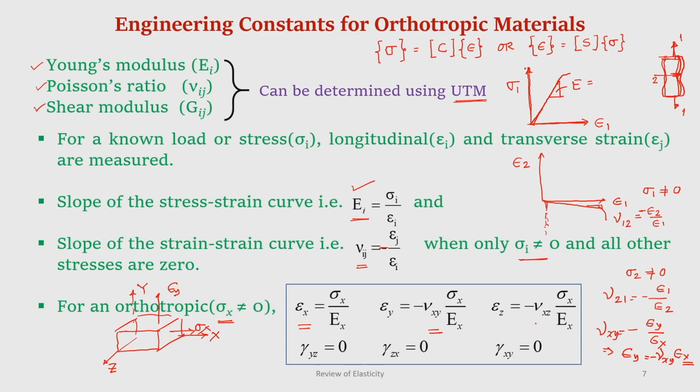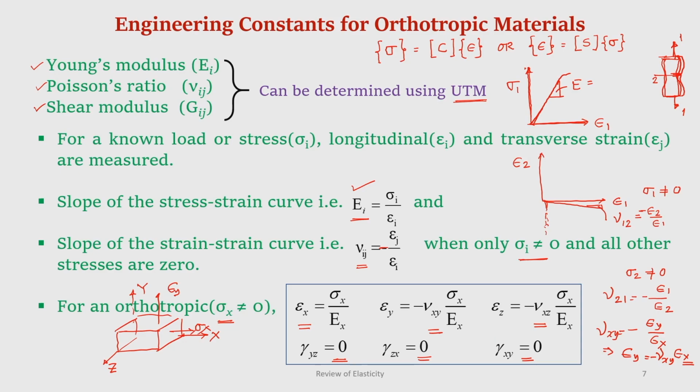Similarly, because of sigma x there will be a strain along z which is given again in terms of Poisson's ratio nu x z. In case of isotropic material we have never distinguished the Poisson's ratio in that direction, but here the Poisson's ratios are different, x y and x z are different. And because it is orthotropic, there will not be any shear strain, because it is only subjected to normal stress. So, the shear strains are 0. So, this is for a single stress.